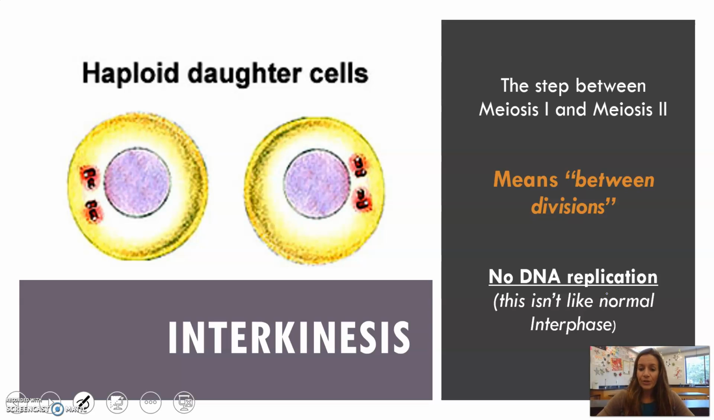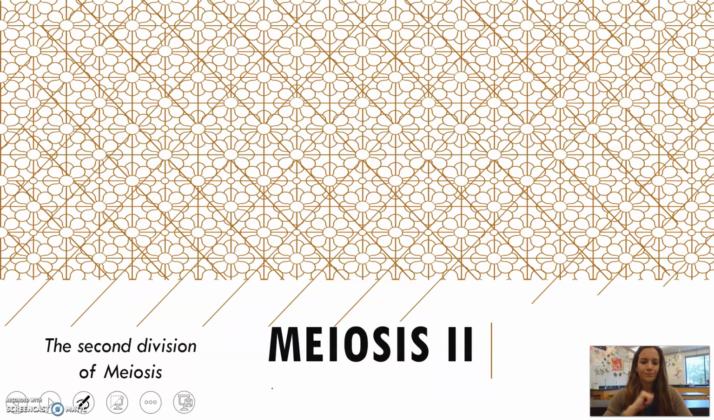All right, so there's also this weird step in between called interkinesis, and it just means between divisions. So it's essentially a split of interphase, which is first, and cytokinesis, which is last. So those two words combine, you get interkinesis. So nothing happens here. There isn't any DNA replication. It is not like interphase. It's kind of just like a timeout before we continue dividing.